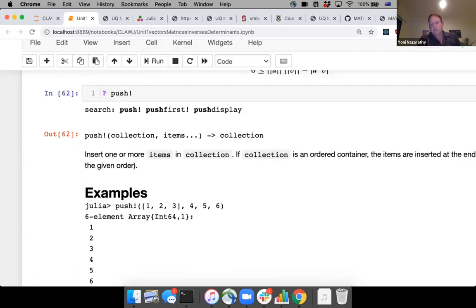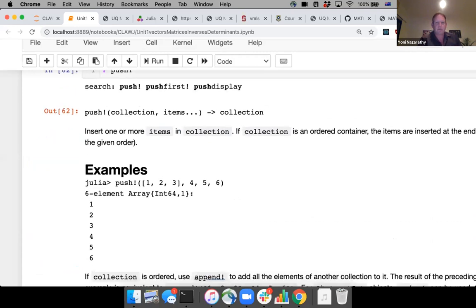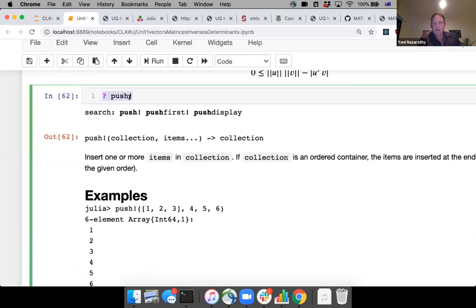You know, by the way, some people have this too. Some people have punctuation in their name. I think it might be hard sometimes, but some people manage to push it through. So this exclamation mark is part of the push name.